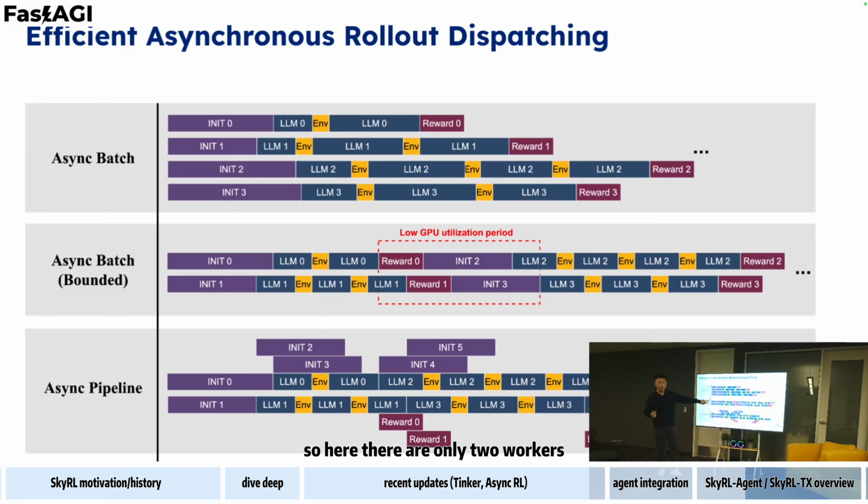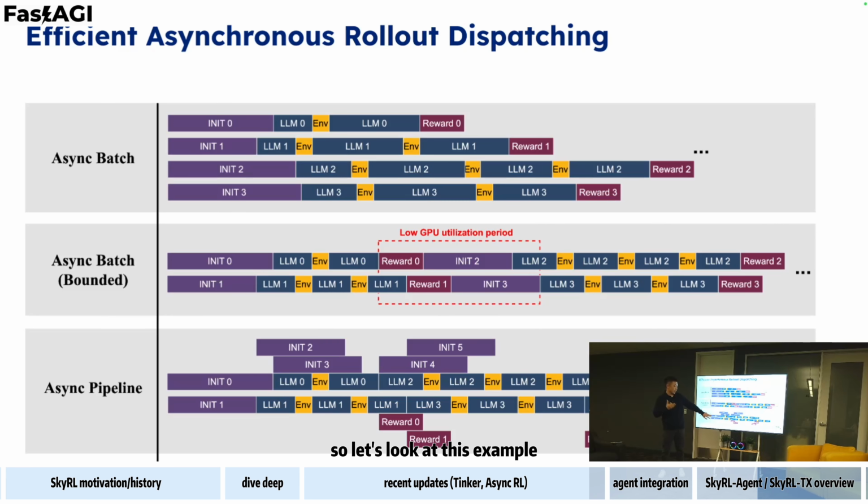So here there are only 2 workers. For each worker, whenever the reward finishes, it starts the second rollout. And as you can see, the issue here is that when you're calculating the reward and initializing the environment, like spinning up a container, the GPU utilization is super low, which is very bad. And the team addressed this by having this async pipeline.